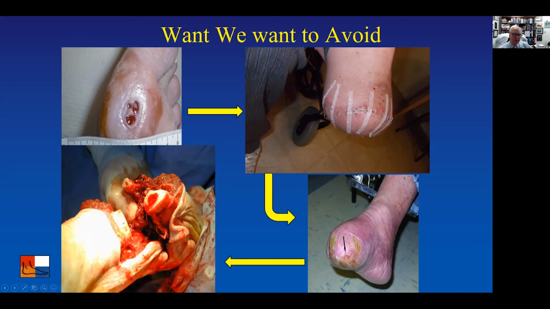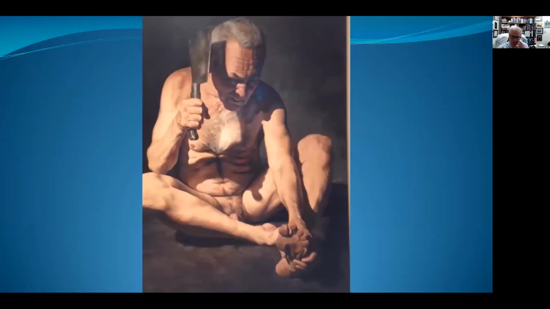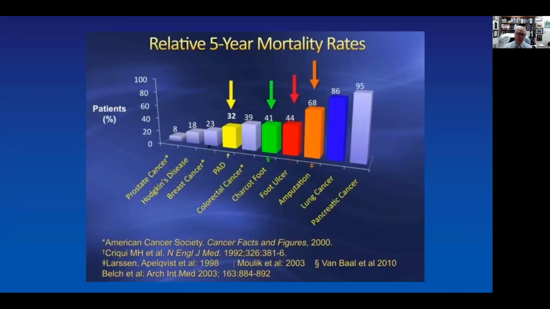If this gets infected, it gets bone infection, you can end up with loss of parts. You go into a transmetatarsal amputation. The transmetatarsal amputation ends up, again because of the sensory neuropathy, breaking down. And before you know it, you end up with a below-knee amputation. These types of things, for the most part, are preventable. Every 30 seconds, a lower limb is lost somewhere in the world as a consequence of diabetes, and this is the type of thing that we try to prevent.